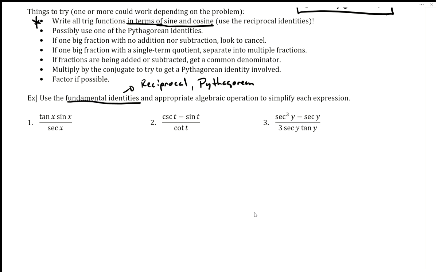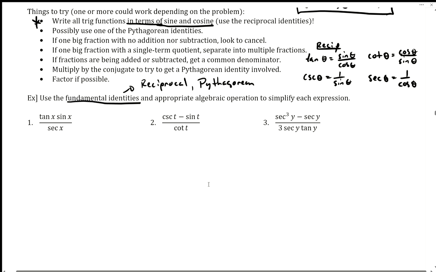As a reminder, the reciprocal identities are the other four trig functions in forms of sines and cosines. For instance, tangent of theta is sine of theta over cosine of theta. Cotangent of theta is cosine of theta over sine of theta. Cosecant of theta is 1 over sine of theta, and secant of theta is 1 over cosine of theta.